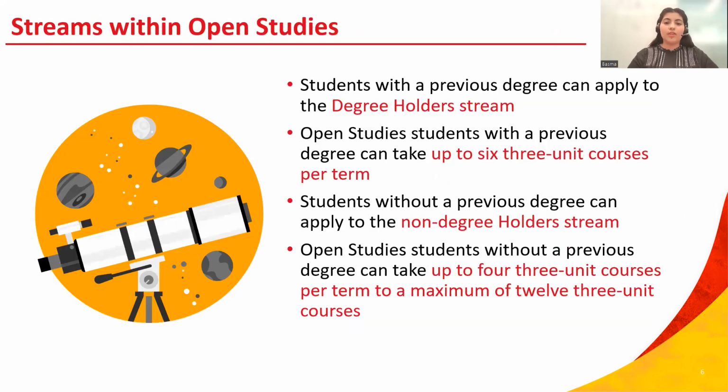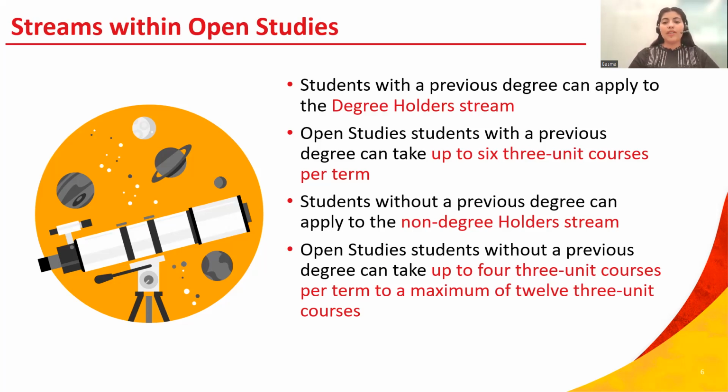So now coming to streams within Open Studies. We have the degree holder stream. This is for students who previously hold a university degree. Sometimes students after graduating still feel like they want to keep taking courses or they want to still explore other interests that they might have. They can join this stream and still take university credit courses. If you are enrolled in the degree holder stream, you can take up to 6 3-unit courses per term. The biggest thing to keep in mind about this is the maximum number of courses does change for fall and winter semester as compared to spring and summer terms. So if you are in the stream and you're not sure how many courses you can take, feel free to give Enrollment Services a call and we can answer your questions associated to that.